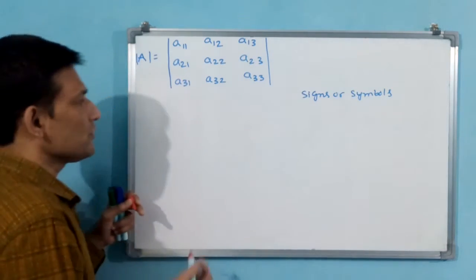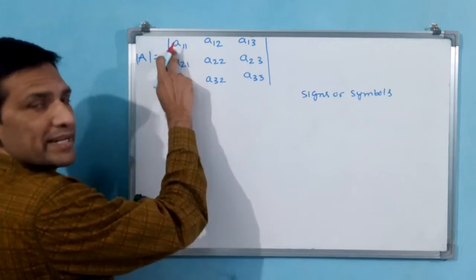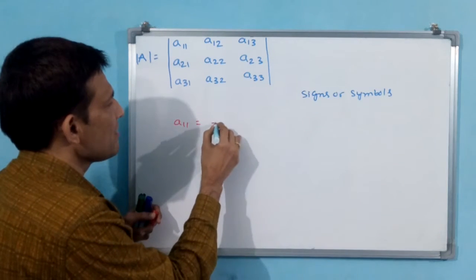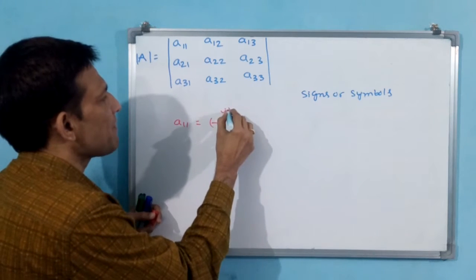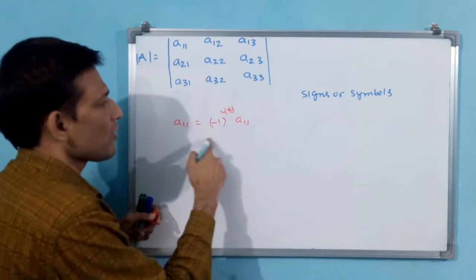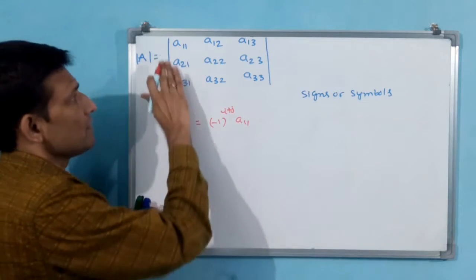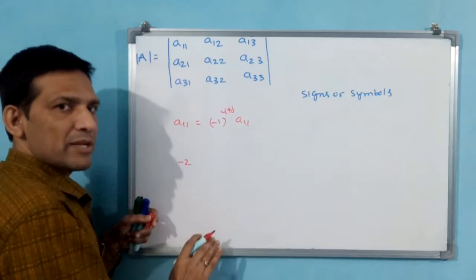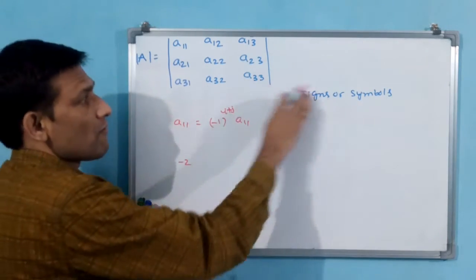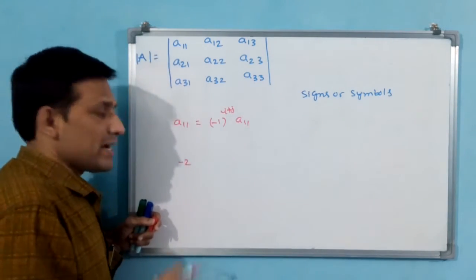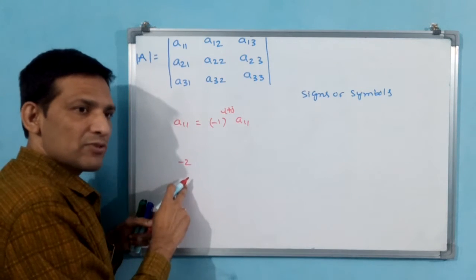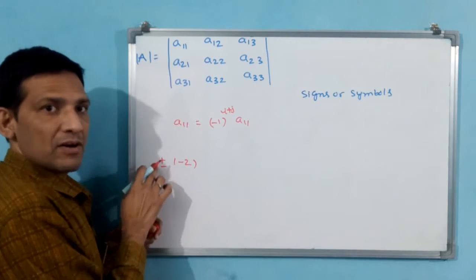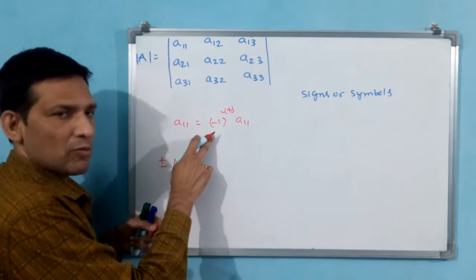How to find? You see here, let us take this element A11. A11 will be minus 1 whole to the power of i plus j into A11 you have to take. For normal sake, say A11 is minus 2. But for finding the determinant, even though it is minus 2, before that, plus or minus you have to take. What you have to take depends on this formula.